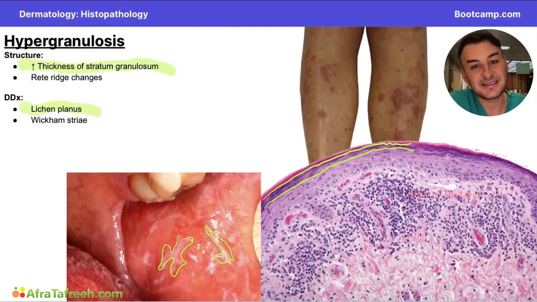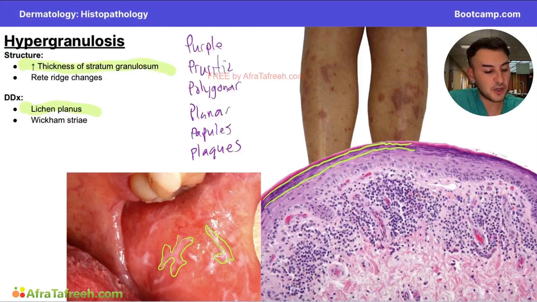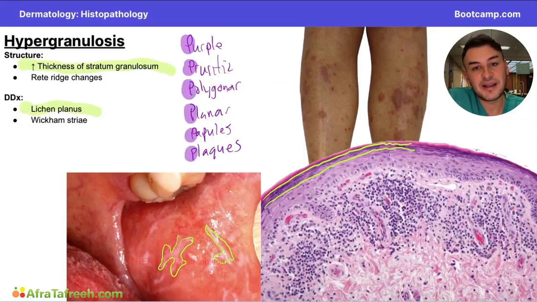Lichen planus is classically described by the 6 P's, which I'm going to write out for you guys because they're really important and it's a great mnemonic. If you can remember purple, pruritic, polygonal, planar, papules, and plaques, that is a great way to recognize lichen planus on the exam, and remember it's accompanied by hypergranulosis.